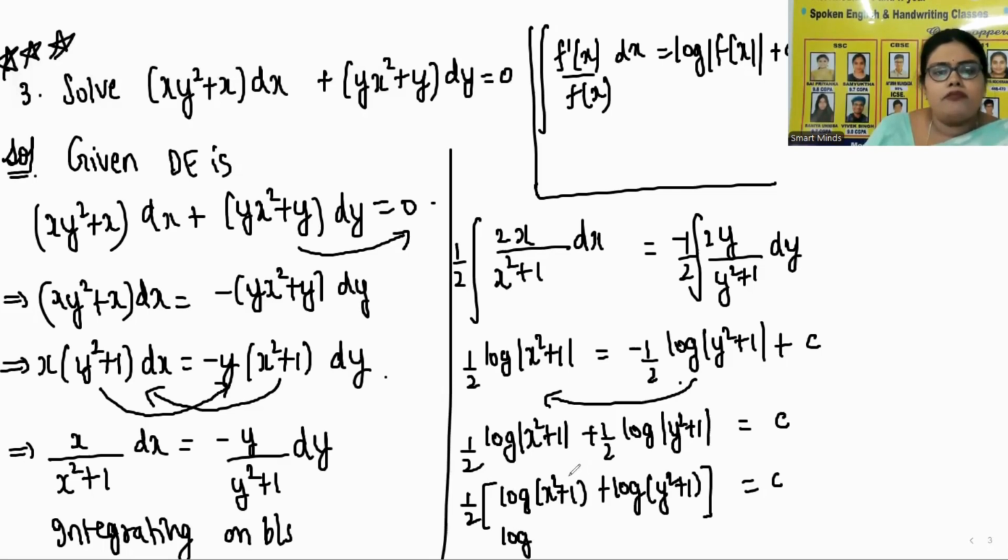Log. Now for these two we can apply the formula, no? Log a plus log b is log ab. So log x square plus 1 into y square plus 1 is equal to 2c. This is the general solution.